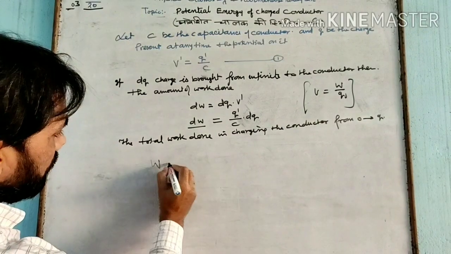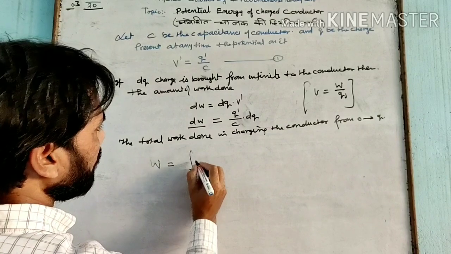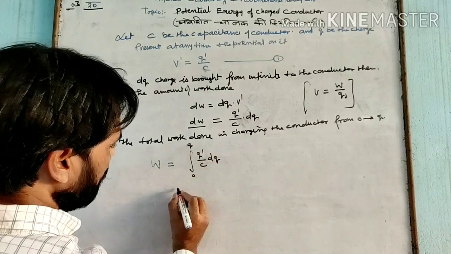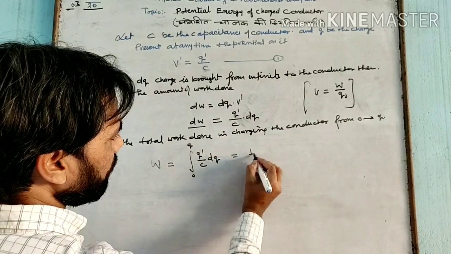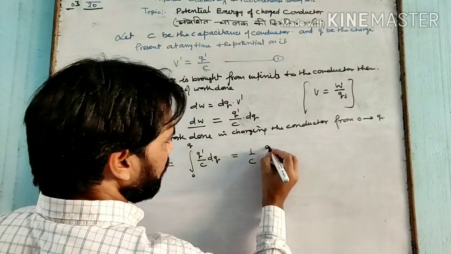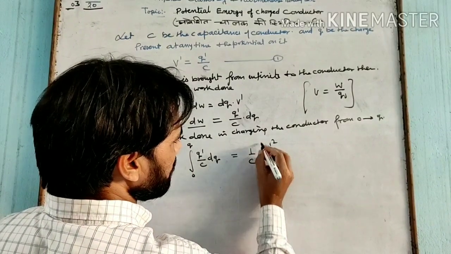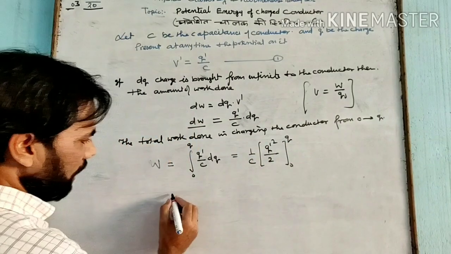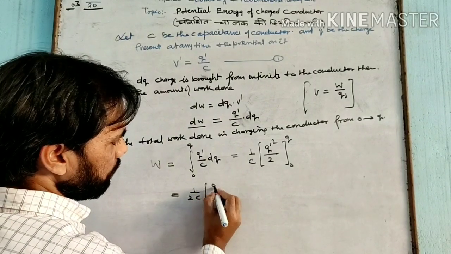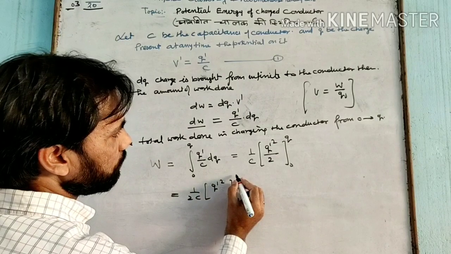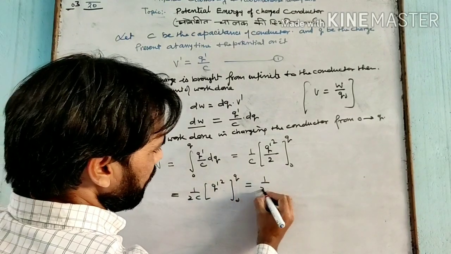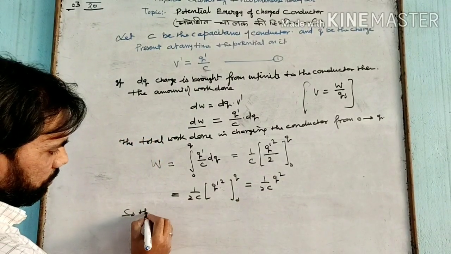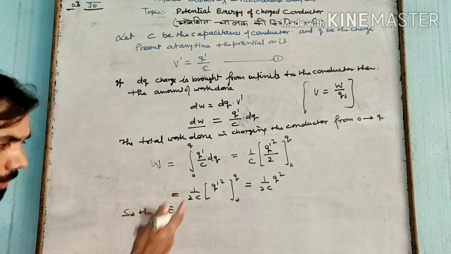So what do we have to do? For that, W is equal to the integration of Q dash upon C dq over limit 0 to Q, and here as you know 1 upon C is constant. When we integrate Q dash, it gives us Q dash square by 2, over dq within limit 0 to Q. So we have 1 by 2C Q dash square with limit 0 to Q. If we put the limits, 1 by 2C Q square.